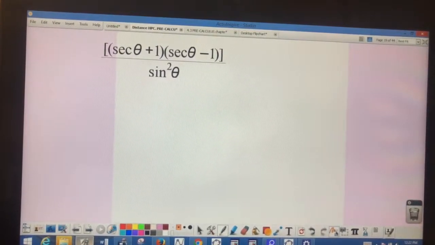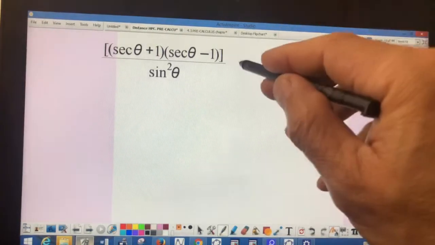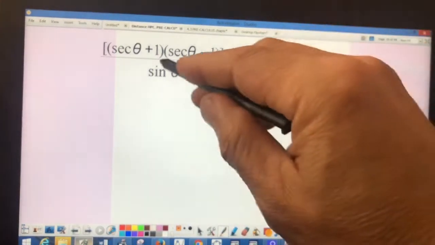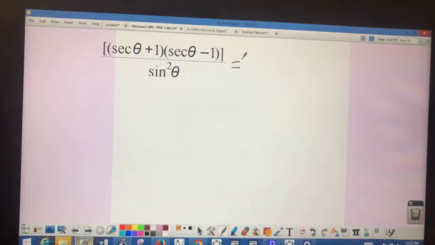All right, welcome back to our second video on simplifying your expressions using the basic Pythagorean theorem in trig, okay? And that's written in different forms. So this one is easy to simplify. Go ahead and multiply the top out. That should be easy to multiply because you've got a difference of squares.